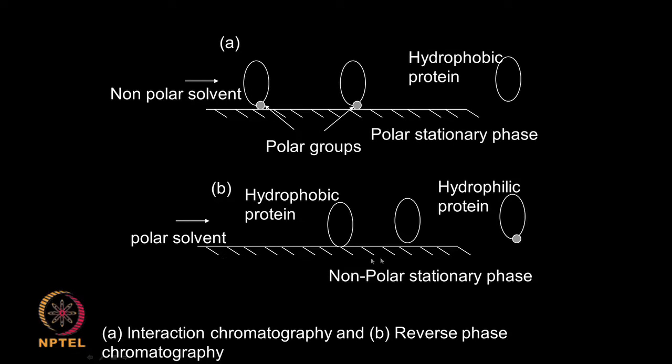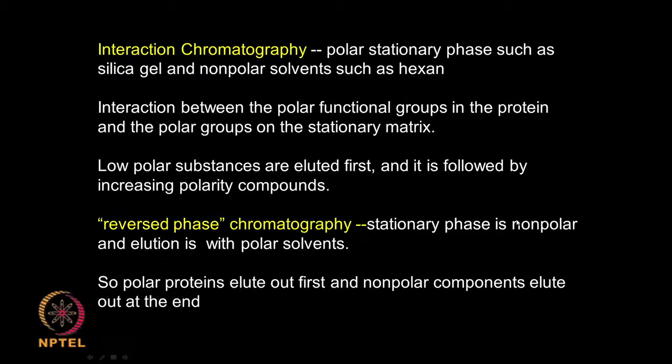Whereas, in reverse phase chromatography, you have a non-polar stationary phase, that is the hydrophobic interaction chromatography, and you have a polar solvent like water. In a polar stationary phase, hydrophobic proteins will come out first, whereas in a non-polar stationary phase, hydrophilic proteins will come out first. So, normal chromatography uses a polar stationary phase like silica gel and non-polar solvents like hexane, whereas in reverse phase chromatography the stationary phase is non-polar and the elution phase is a polar solvent like water.